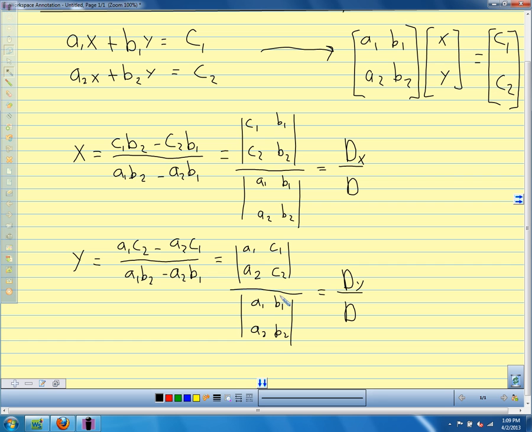So let's look at an example of using Cramer's rule with a 2 by 2 system, and then we'll do a 3 by 3 system. So any questions on our setup before we move on? All right.